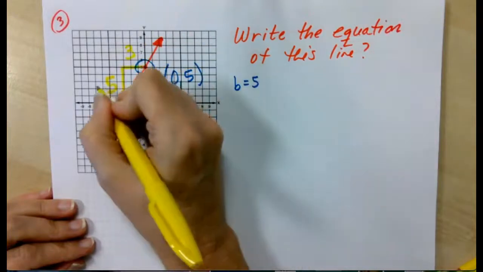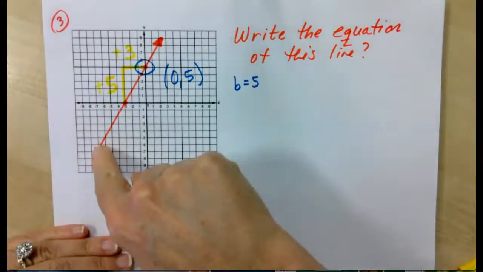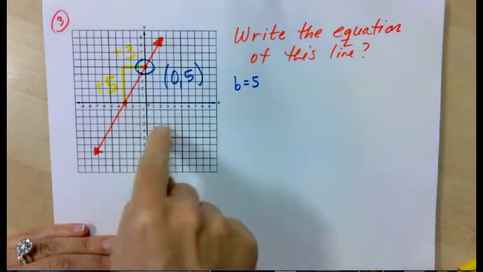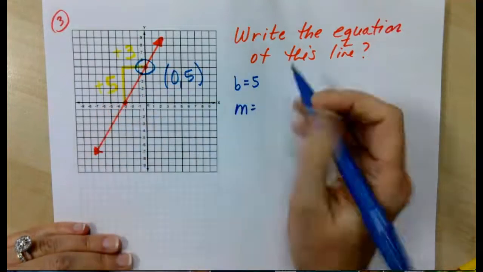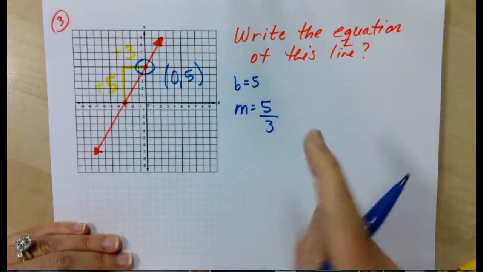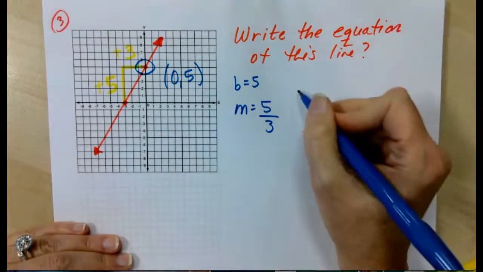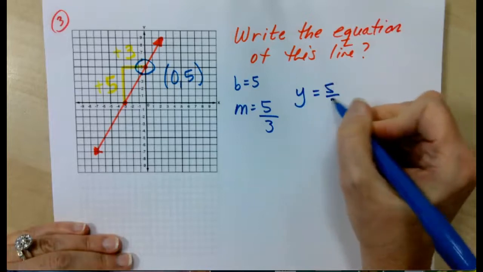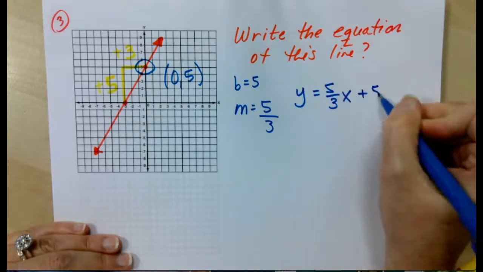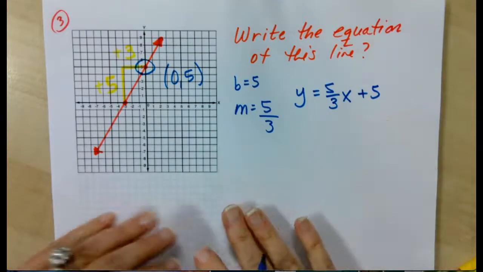Both of those are positive. Up 5 to the right 3. Notice that the line is going up and to the right. This line has a positive slope, a slope of up 5 over 3, 5/3. So if we know the slope and we know the y-intercept, we can easily write the equation of the line. Y equals 5/3 x plus 5. This is the equation of the line in slope-intercept form.